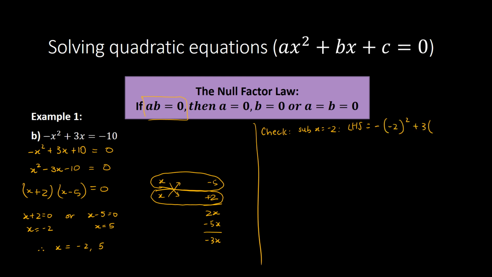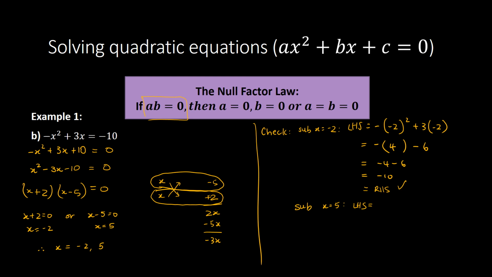Okay? So left-hand side is negative x squared plus 3x. Negative x squared plus 3 times x. Be careful here, this is negative and then whatever squared, right? So negative 2 squared is positive 4. And this over here, positive 3 times negative 2 is negative 6. Negative 4 subtract negative 6, I didn't need to write that, was negative 10, which is our right-hand side, and that one works.